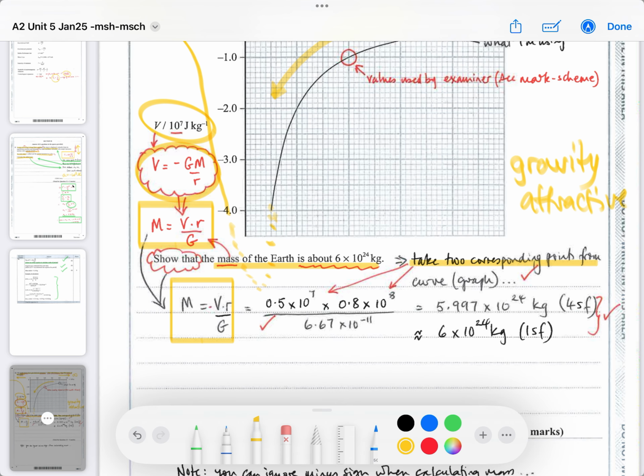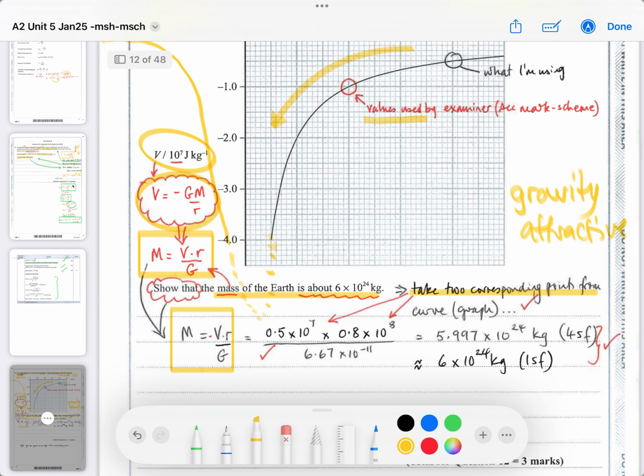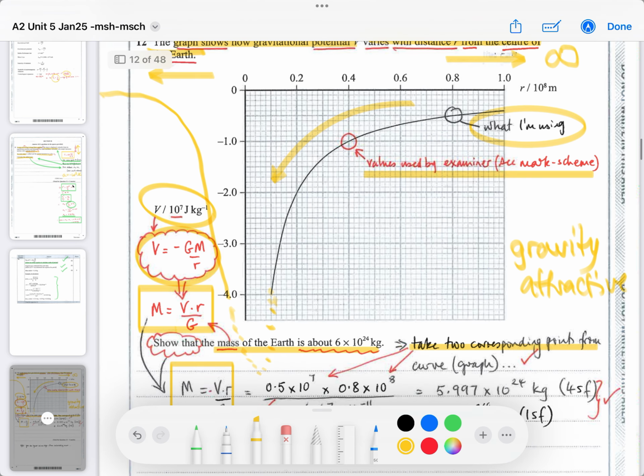Now the examiner has taken these 2 points. Okay, they put those 2 points in. So I thought I'd take 2 different points, so you get 2 answers that come to the same value. So I've taken 0.05 in the negative potential and 0.8 there.